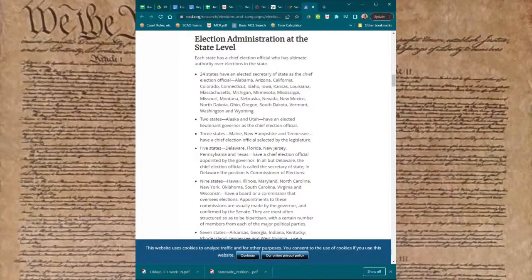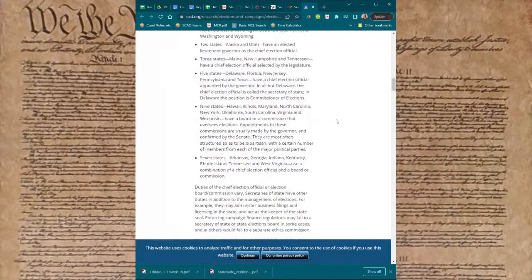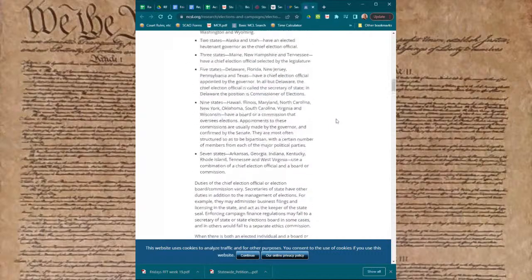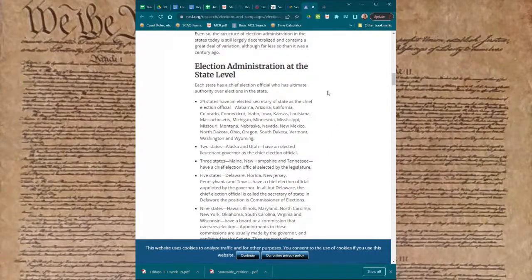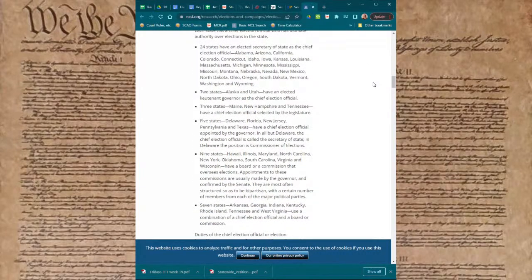Alaska and Utah have an elected Lieutenant Governor serving as the chief elections official, although I actually think there is a 3rd state that has the Lieutenant Governor in that position. But at any rate, there's all kinds of information right here on that. And that's what I was trying to bring you to, the information for election administration at the state level. So you can look right here and know, okay, you know what? I live in Florida. I am one of the 5 states that has a chief elections official who is not elected, but rather appointed by the governor. Okay. And this says that in all but Delaware, the chief elections official is called the Secretary of State.